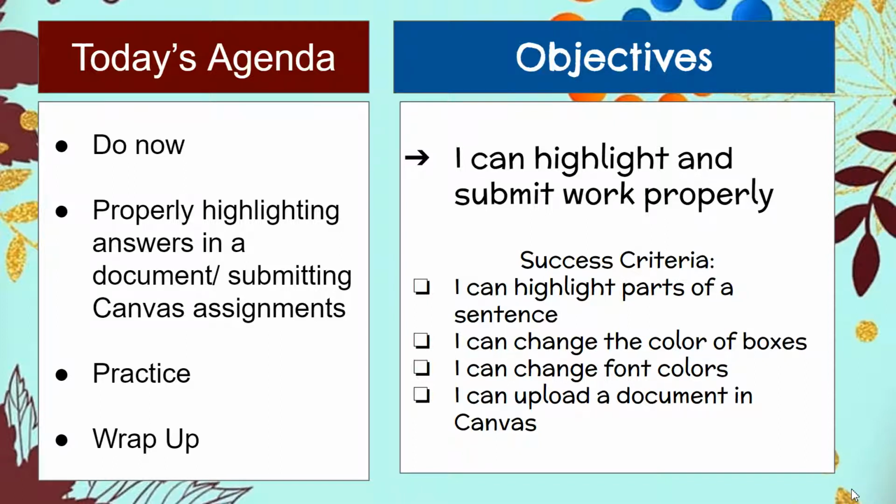Today's objective is: I can highlight and submit work properly. How you know you're successful will be when you can highlight parts of a sentence, change the color of boxes, change font colors, and upload a document to Canvas.